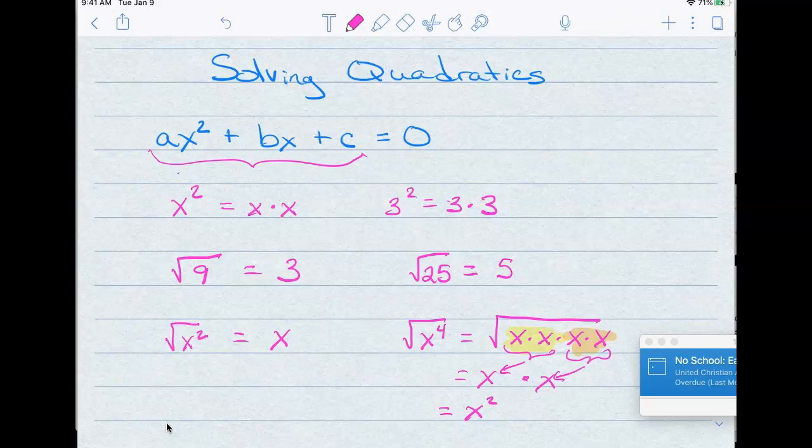Okay, so I want you to be able to refer back to this if you're having difficulty trying to figure out how to solve square roots.